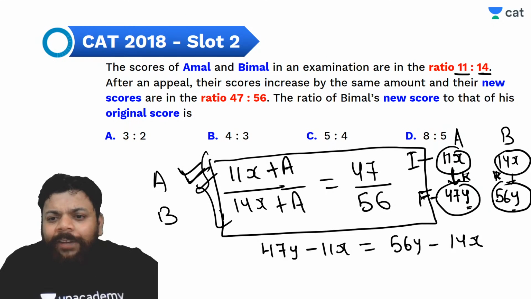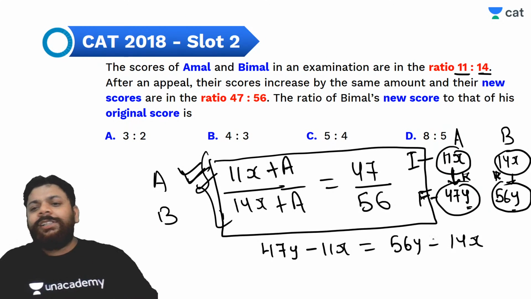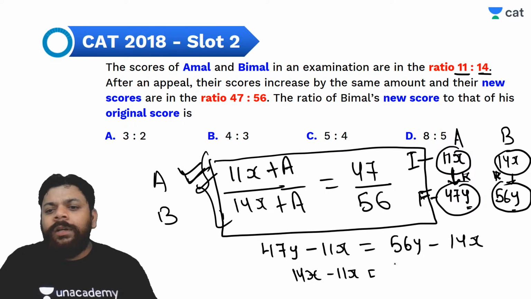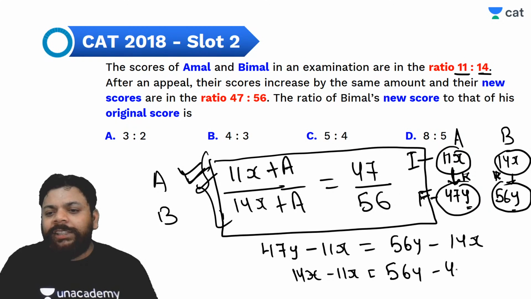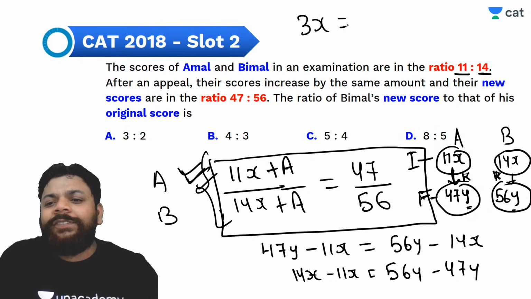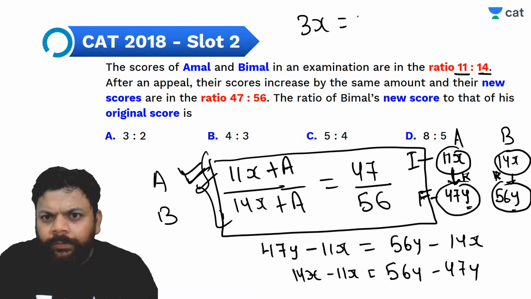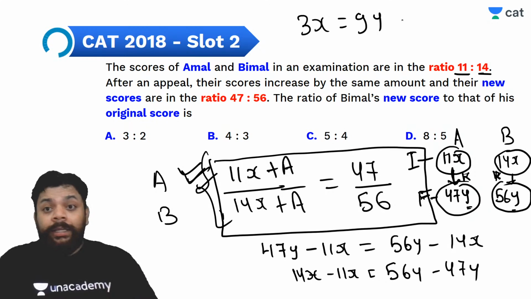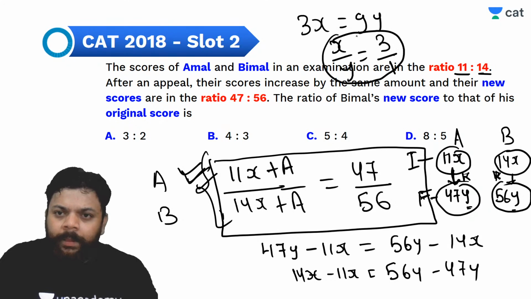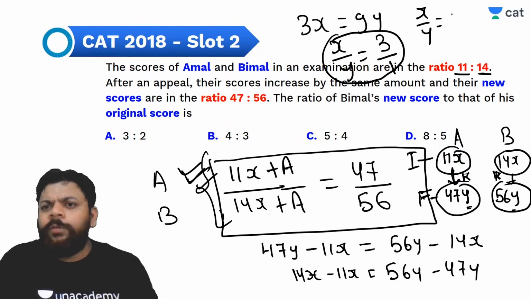So definitely if I shift the y terms to the RHS and the x terms to the LHS, I'll get 14x minus 11x equal to 56y minus 47y. For sure I can say that 3x will be equivalent to 9y. That means x divided by y will be equivalent to 3 by 1. I hope this is making sense, I'll write it again: x divided by y will be nothing but 3 by 1.